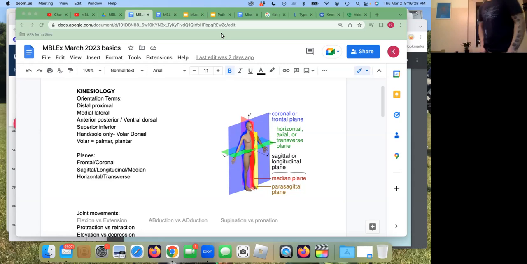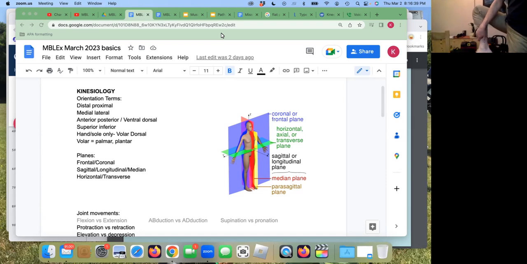For the foot, the bottom of the foot is referred to as plantar, and the back of the foot is referred to as dorsal. So when we look at the movements of the foot, moving toward the sole or toward the plantar is plantar flexion, and then moving towards the dorsal aspect is dorsal flexion.